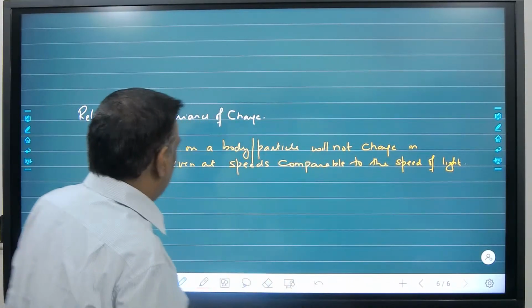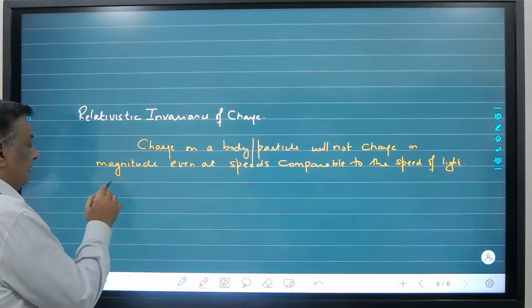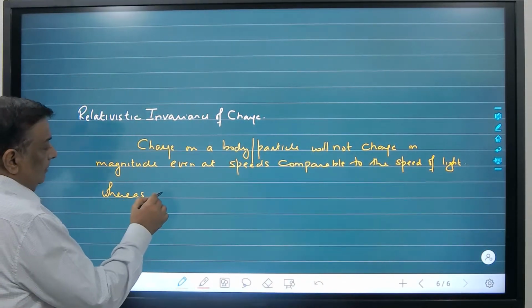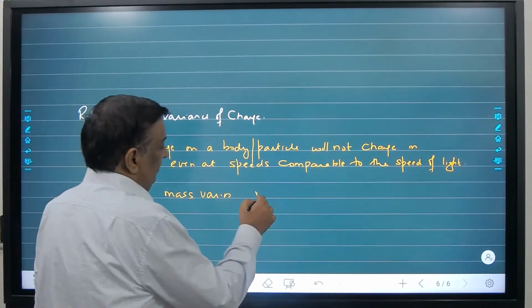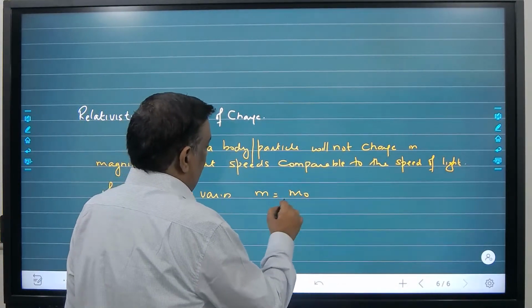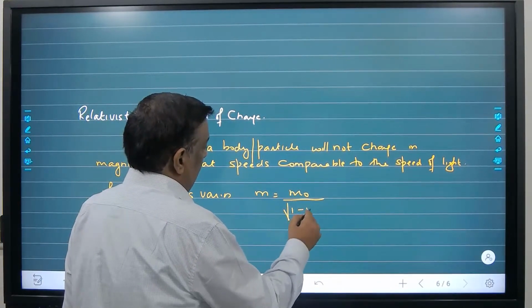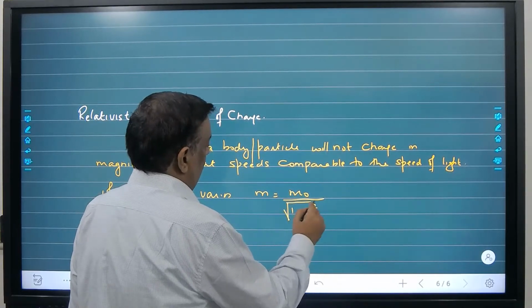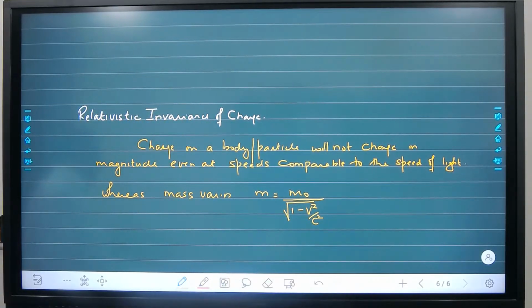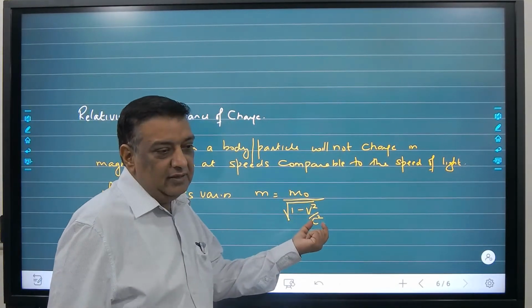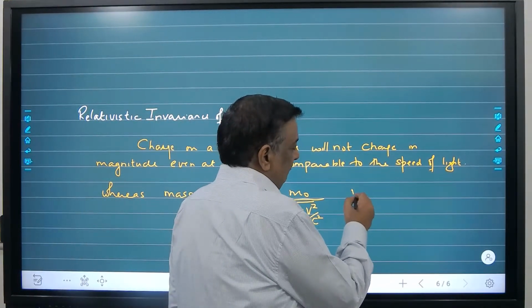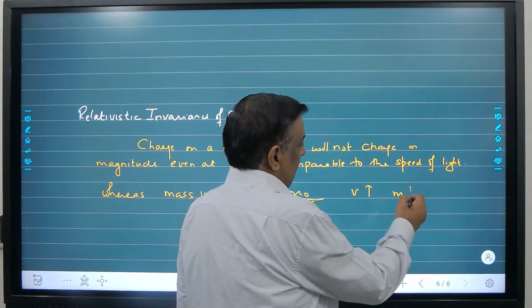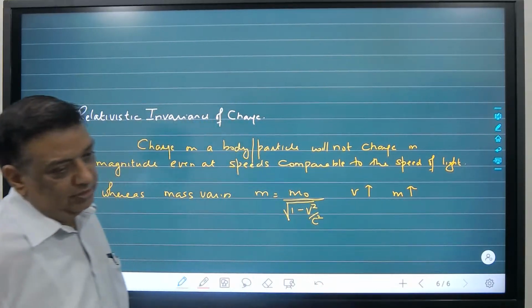But we know that mass varies, and for that there was a formula which we have used in 11th class also. Mass varies with speed according to this formula. Now, if you increase the value of v, the denominator will decrease and mass will increase. So we say that if v increases, the mass of the body also increases.